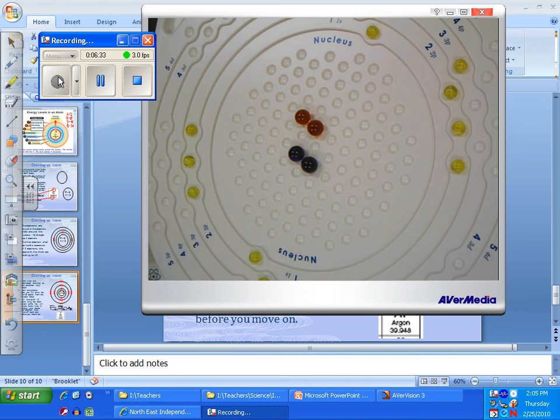Is there any element that has more electrons than this? Is there more than what's on here? Yes. This just stops way earlier than what real atoms do. Okay?